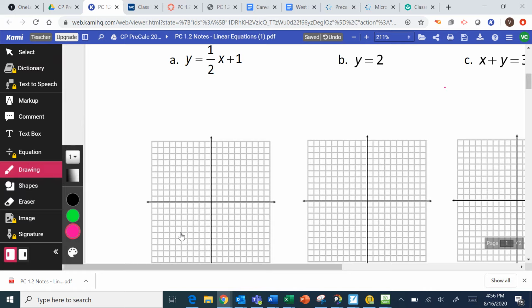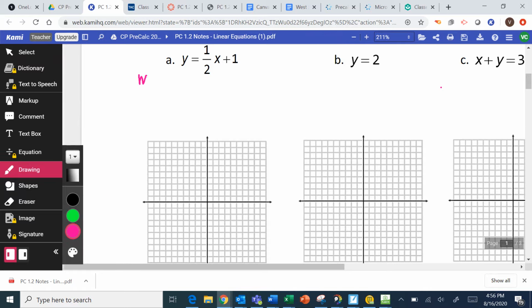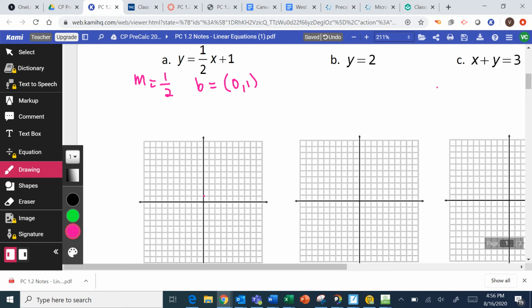We've got our slope at 1/2 and our y-intercept, the ordered pair (0, 1). We always begin with the b, so we're going to begin at that y-intercept, the ordered pair (0, 1). And then from there, we're going to use our slope to move up 1 over 2, up 1 over 2, up 1 over 2, until we have enough points to form a line.